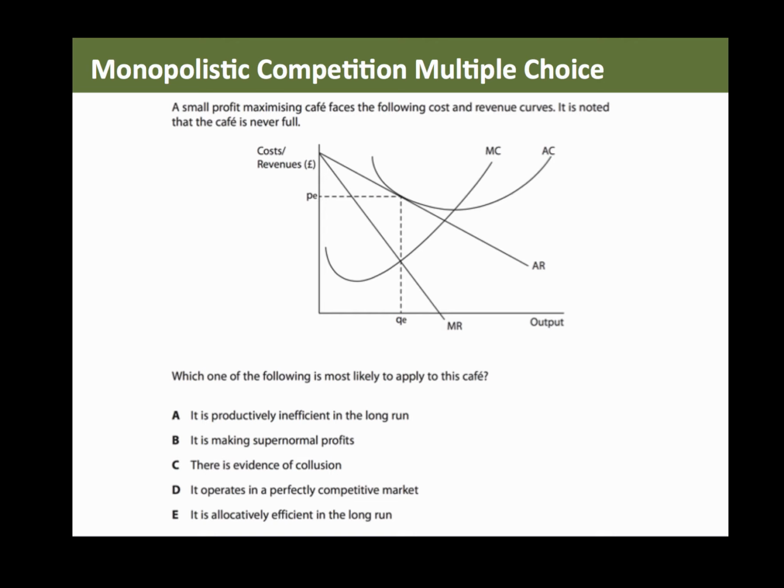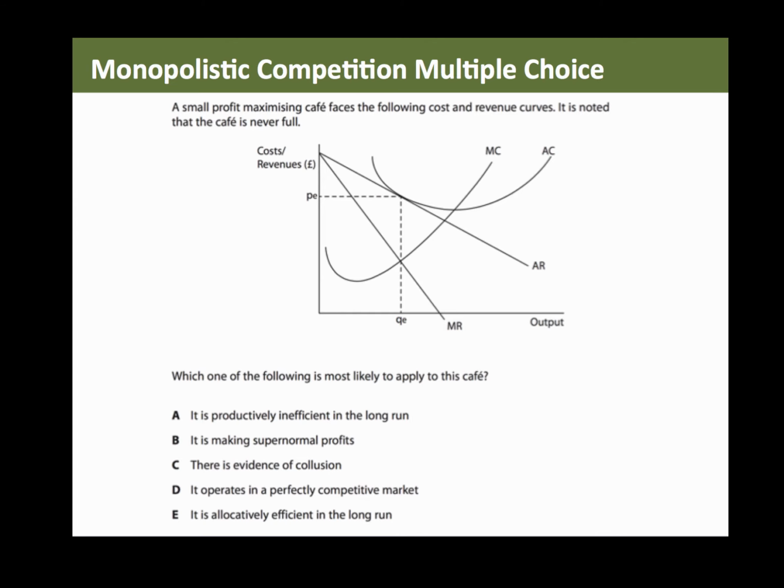But it's not at the lowest point of the unit cost curve. So this is the output QE, but they're not at the lowest point of the average cost curve. So they're productively inefficient. This is a long run diagram showing productive inefficiency. The answer there is A.